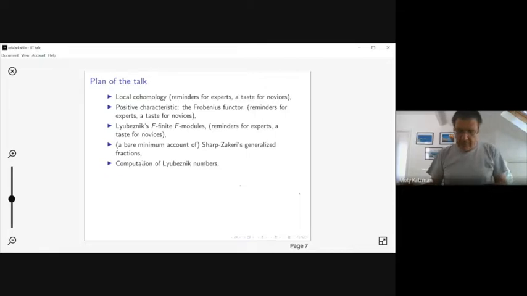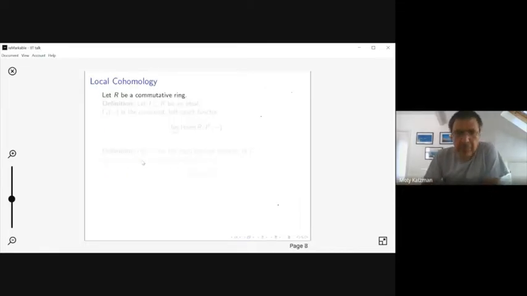Okay, so let's start with local cohomology. We're going to have an R floating around this talk. It's always going to be a commutative ring. And let me start by defining a functor, which I'm going to call gamma I, which is applied to various things when I is an ideal of your ring R. You define it to be the direct limit of Hom of R modulo the kth power.